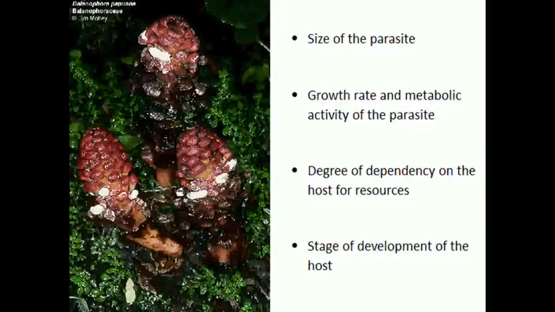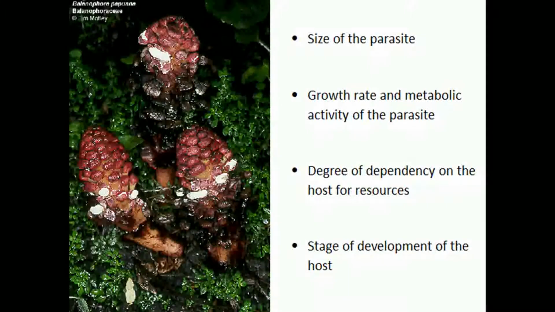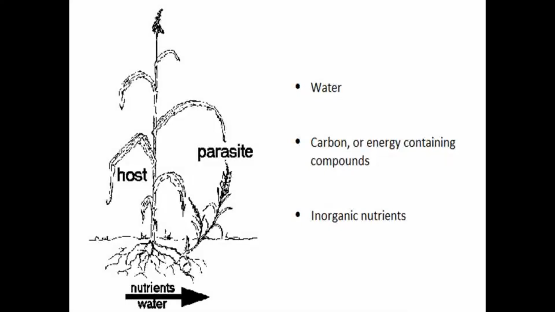Factors are interacting. Shown here is Balanophora papuara, a holoparasite. Since they are completely dependent on their host, it would be assumed that their host would die, but they don't. This means that the parasite's size, activity, and dependency are all contributing factors on the strength of the parasite's influence. Because the parasite is using the host for nutrients, and the host is fighting to survive, there is a competition for nutrients, such as water, carbon, and inorganic nutrients.